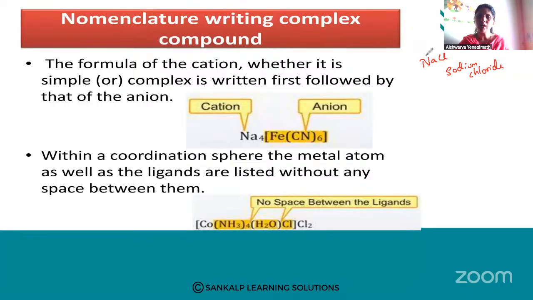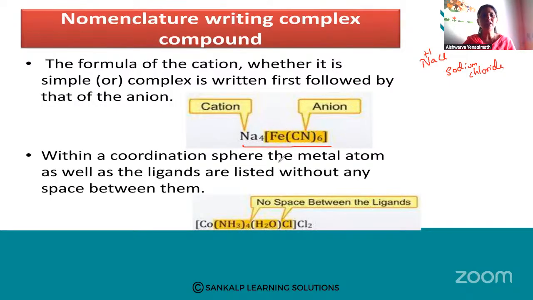See, what is sodium? Na plus 1. Chloride is minus 1. So whether we are talking about a simple ion, simple compound or a complex compound, always we write the cation first and that is followed by the anion. Same thing in case of complexes also. We write the name of the cation first, and then we write the name of the anion.